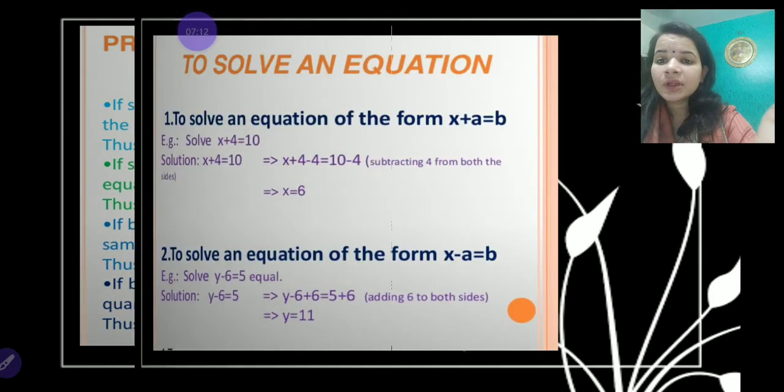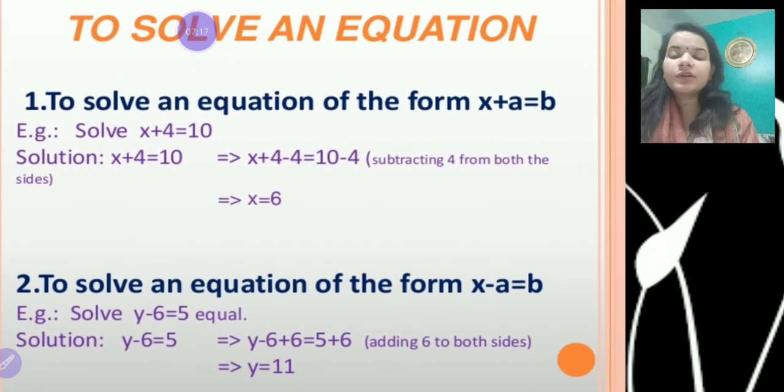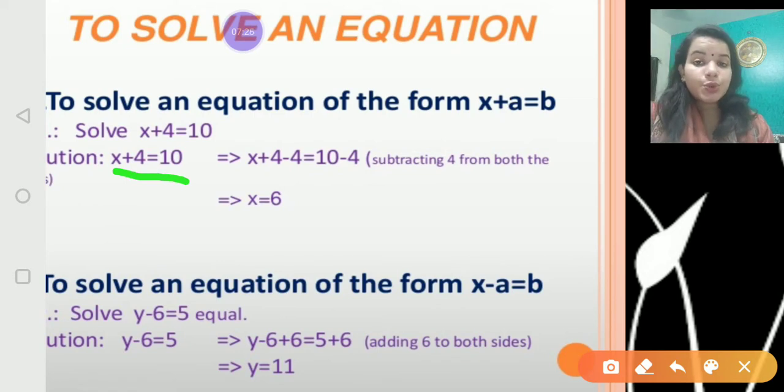Clear? Now let us take an example to solve an equation of the form x plus a equals b. Clear this thing with the help of an example. Our equation is given: x plus 4 equals 10. Now your first step is to isolate the variable. Keep the variable on the left side, and cancel out the other things. For cancelling them out, you have to do the inverse operation. Remember this thing, you have to use inverse operations.